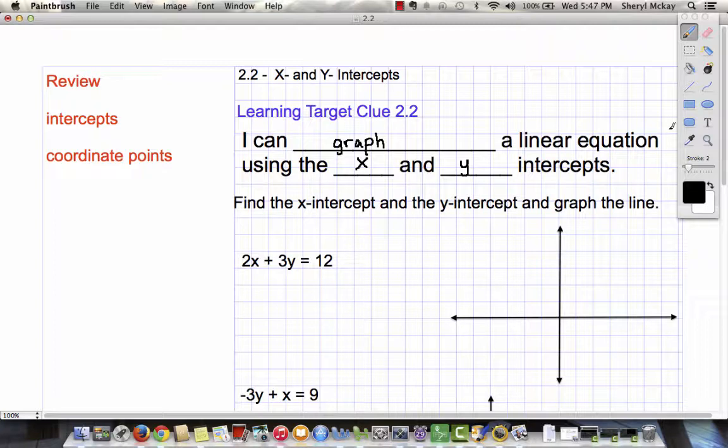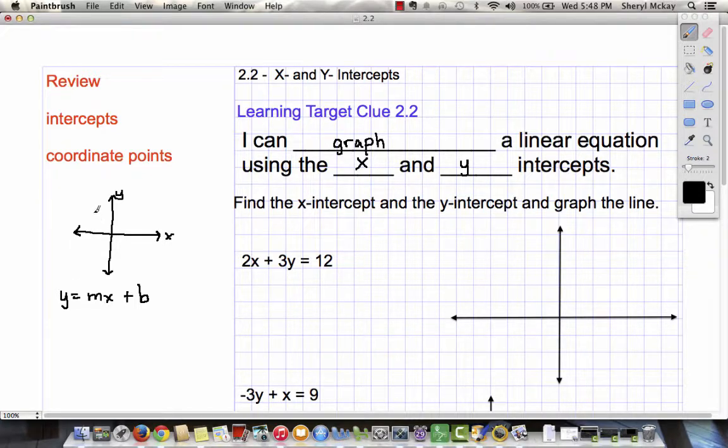Now, before we go any further, let's do a little review, shall we? So intercepts, when we talk about intercepts, we are talking about the coordinate plane. So let me draw over here an x and y axis. So this is x and this is y. And an intercept is where a line crosses either the y-axis or the x-axis. And we know in the slope-intercept form of a line, y equals mx plus b, that the b, the constant in the equation, when it's in this form, represents the y-intercept, where a line crosses the y-axis.